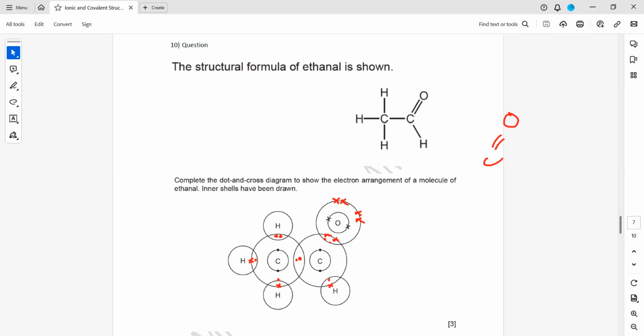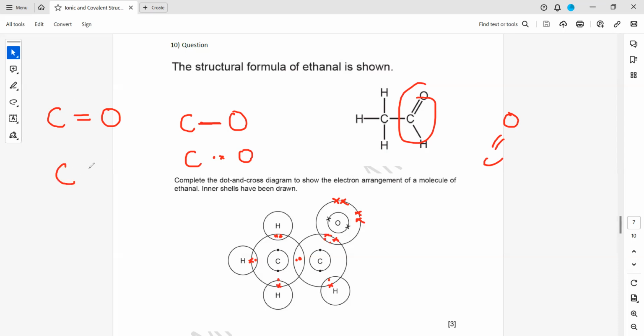Sir, what does the C double bond O mean? So what is the meaning of C double bonded with O? It means that there are four electrons between carbon and oxygen. If there's a single line between carbon and oxygen, it means that there is a pair of electrons, or two electrons, between them. If you have a double bond, like C double bonded with O, it means there should be two pairs, or four electrons, between carbon and oxygen.